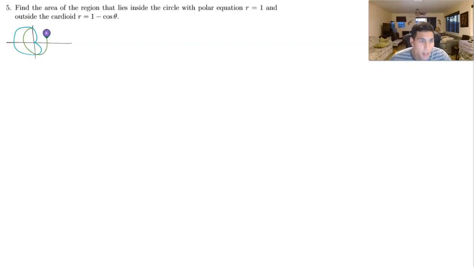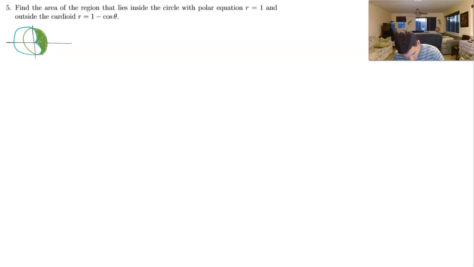That's our shape. And we want to find the area of the region that lies inside the circle and outside the cardioid. So I'll use this color, and shade everything right here. Okay, that's the region we want to find.